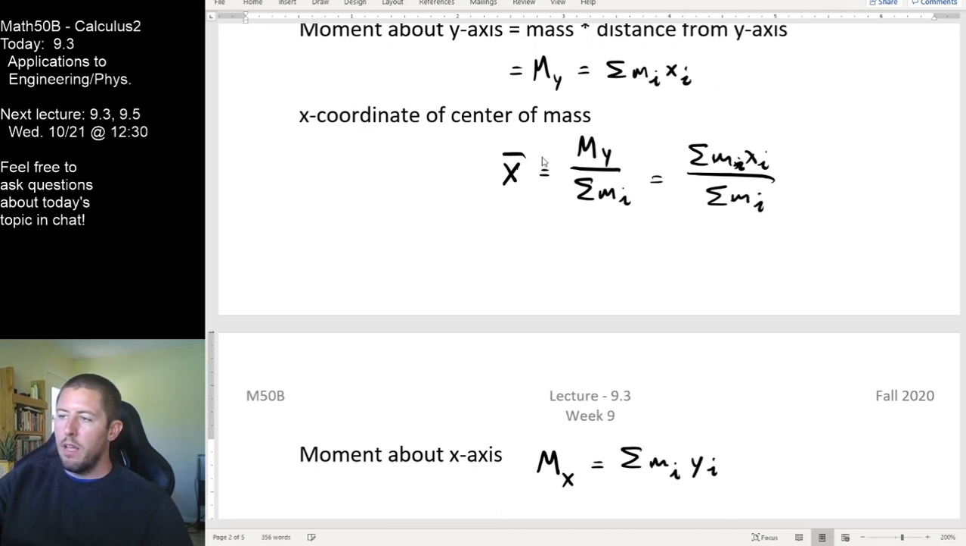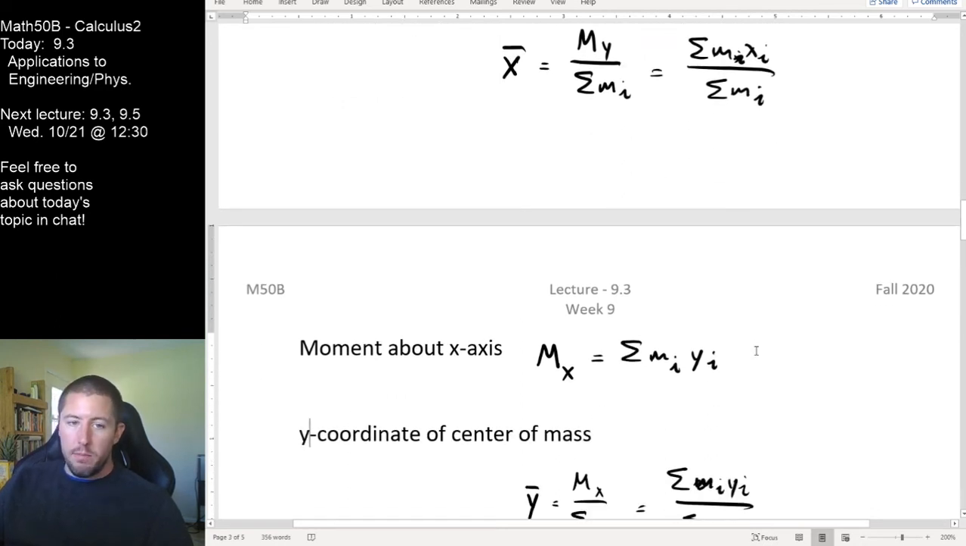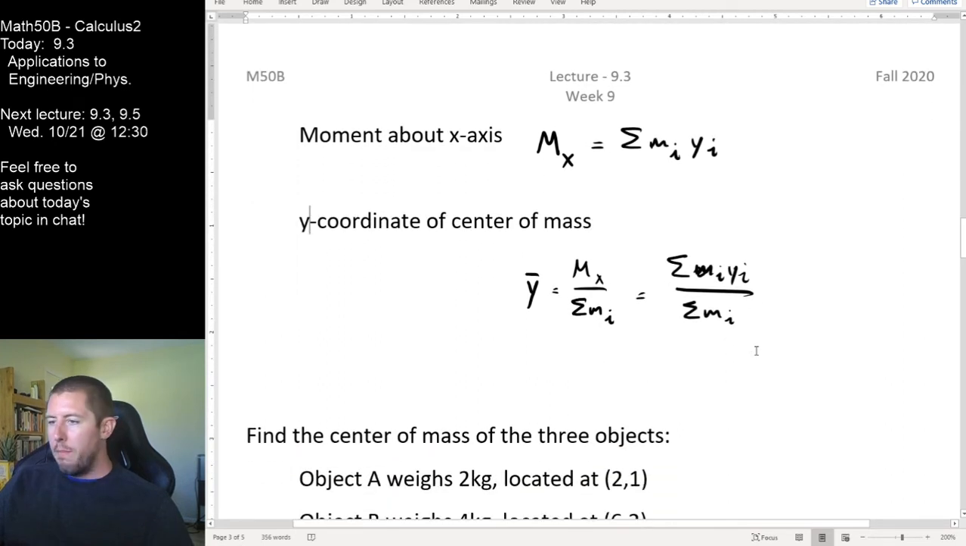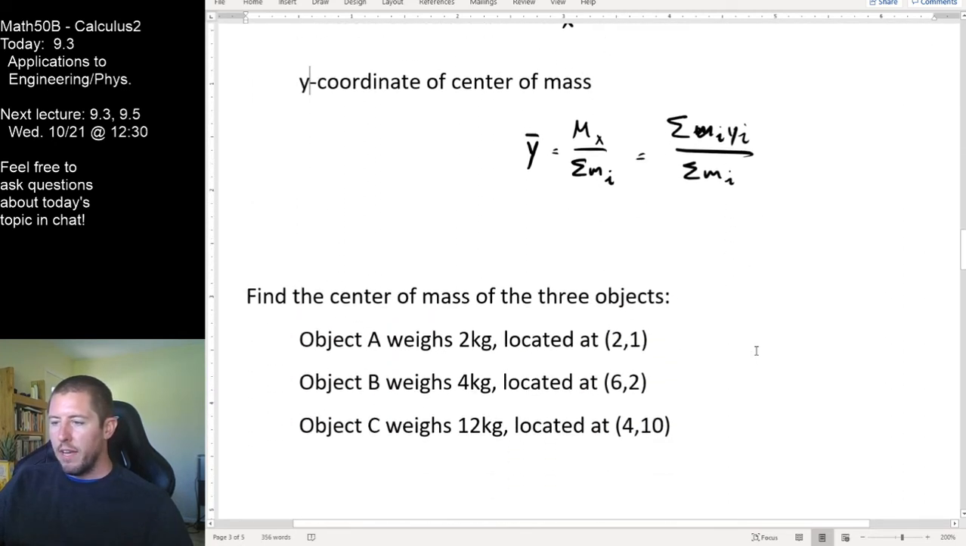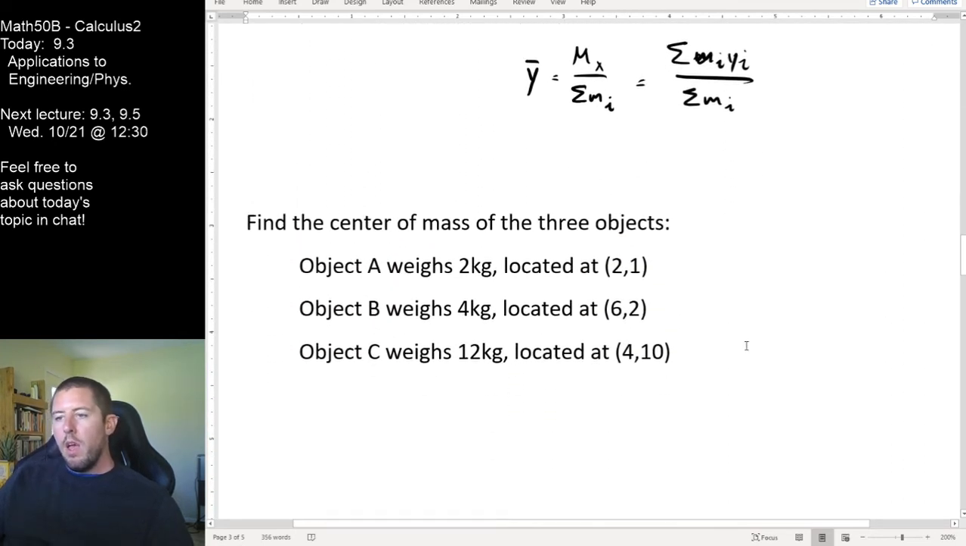All right, so the x bar stuff is the sum including x. But when you're measuring x distances, those are distances from the y-axis, which is why that's referred to as the moment about the y-axis. So realize, you just watched me get variable confused right there. Pay attention to that so that you don't get variable confused yourself. So let's go ahead and find the center of mass of three of these objects using the formula that's been given to us.